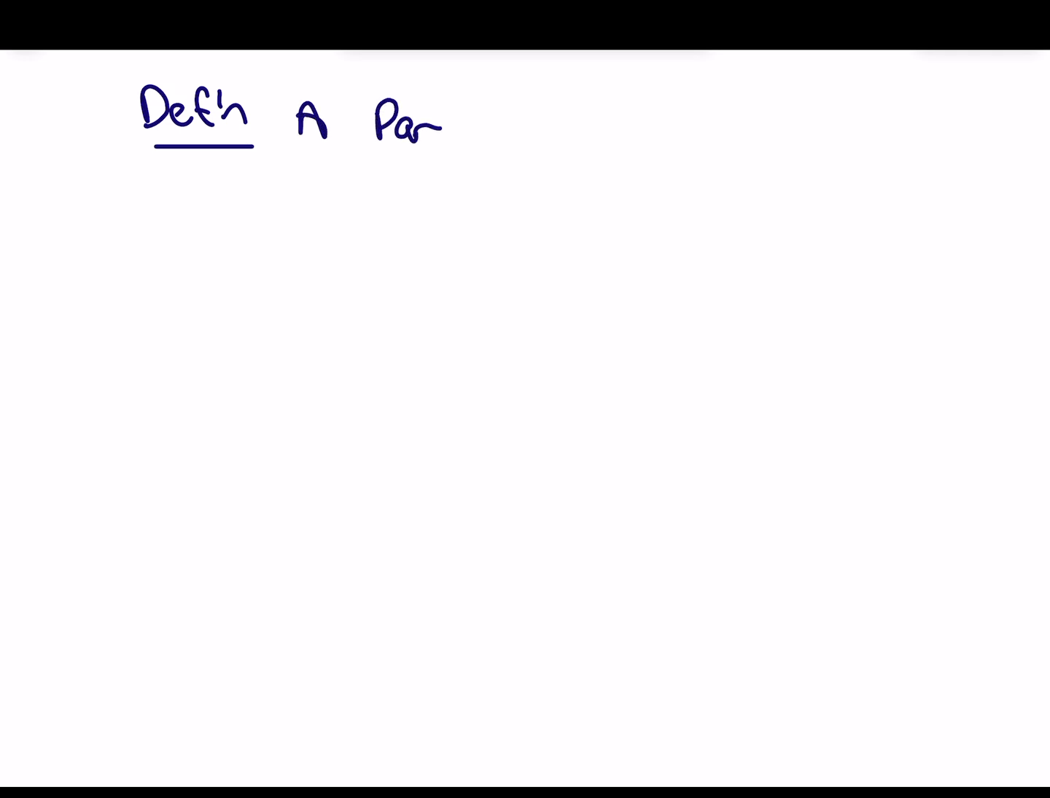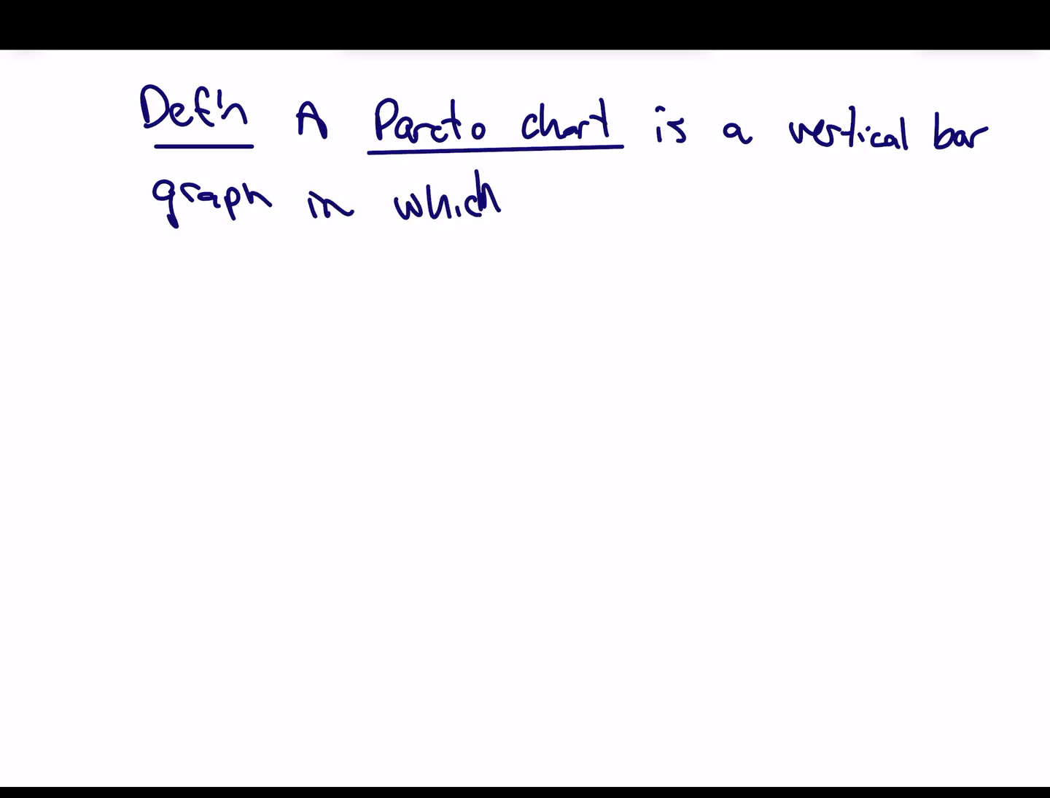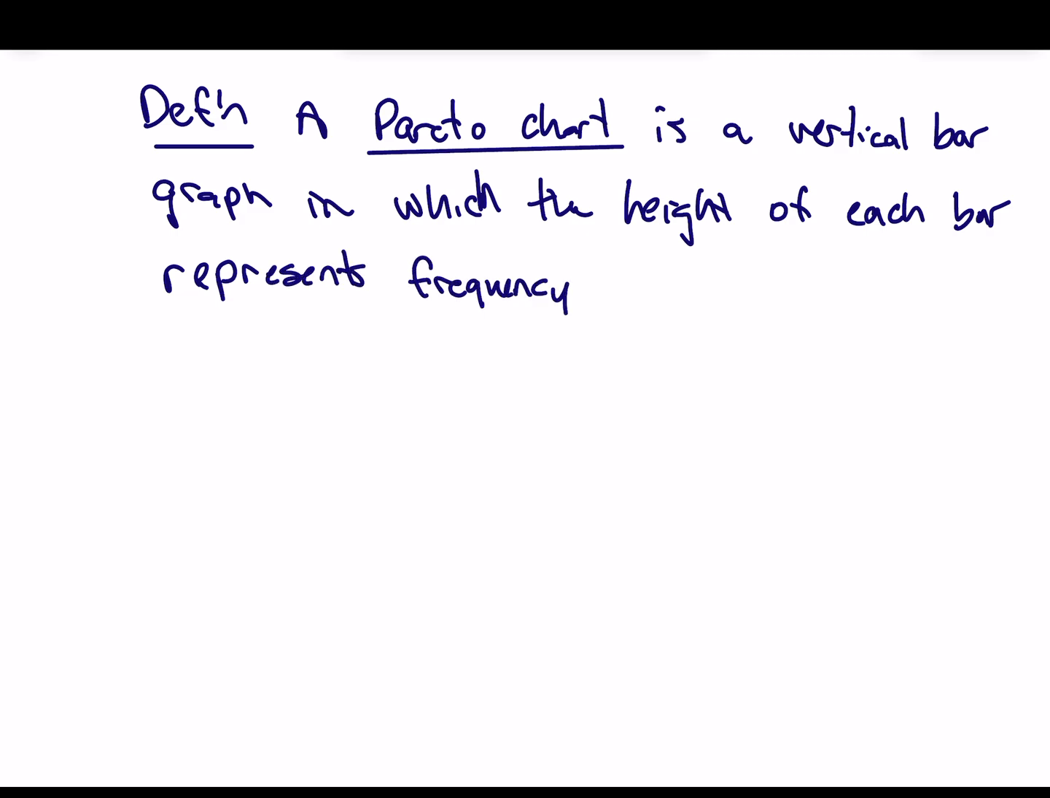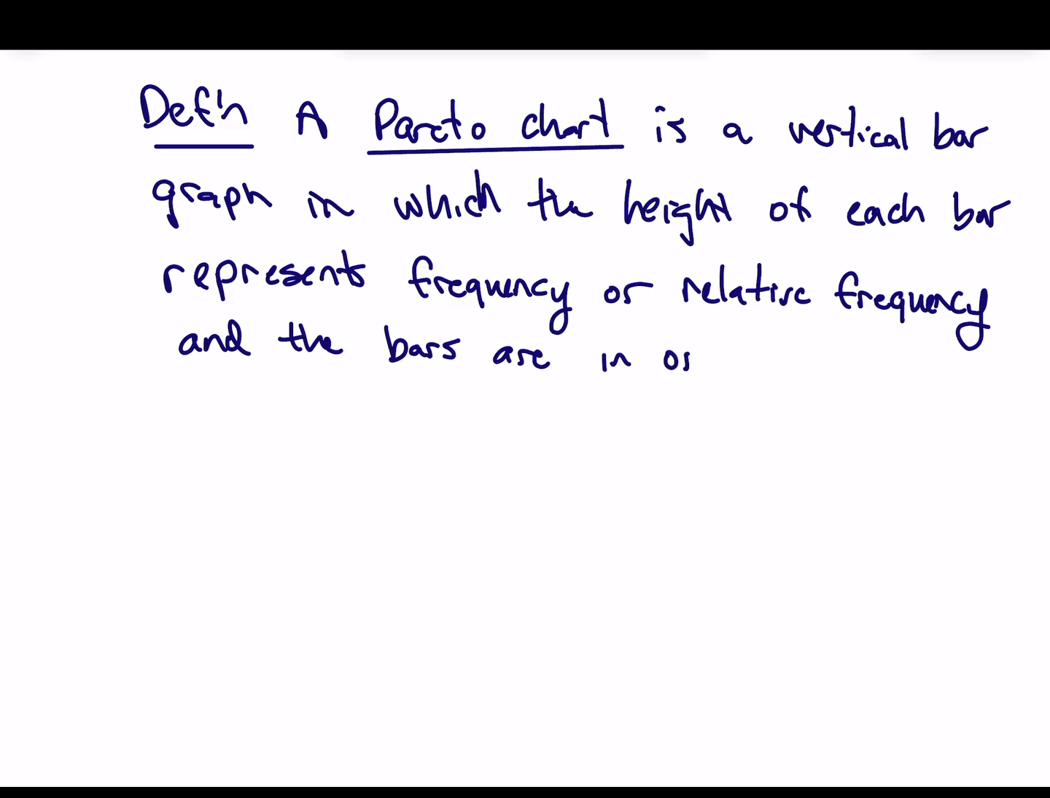Definition. A Pareto chart is a vertical bar graph in which the height of each bar represents frequency or relative frequency, and the bars are in order from highest to lowest.